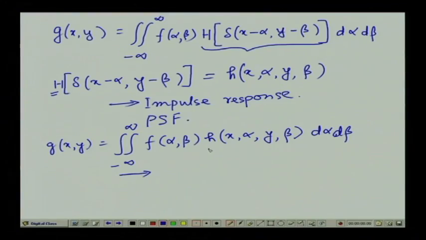So, that is what has been done here: using the knowledge of this impulse response h(x, alpha, y, beta), we have been able to find out the response of this system to an input f(alpha, beta). And this impulse response is the one which uniquely or completely characterizes a particular system. Given any system, if we know the impulse response of the system, then we can find out what will be the response of that system to any other arbitrary function.